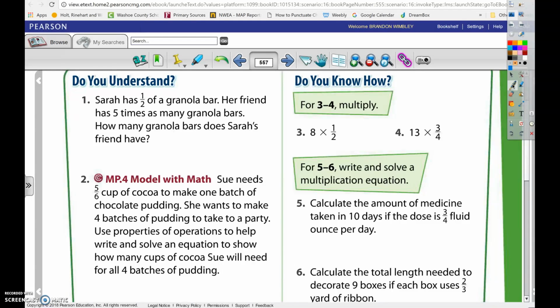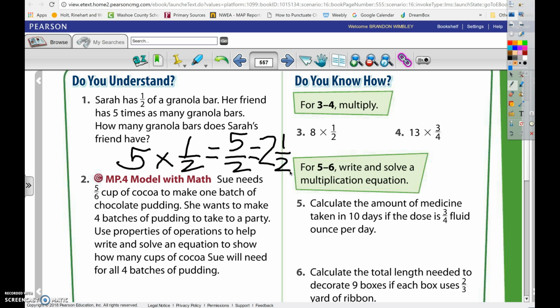All right, so we're on lesson 10-3, extending multiples of multiplication with fractions. Our first problem says Sarah has a half of a granola bar. Friend has 5 times as many. So remember, whenever I'm multiplying, I have groups times the amount. Here I have 5 times as many, or 5 groups, and the amount or size of each group is a half. So that will be 5 halves, which I see I can take 2 wholes out, because that would be 2, 4, and I have 5 pieces. So that'll be 2 wholes, and I would have 1 piece left out of 2.